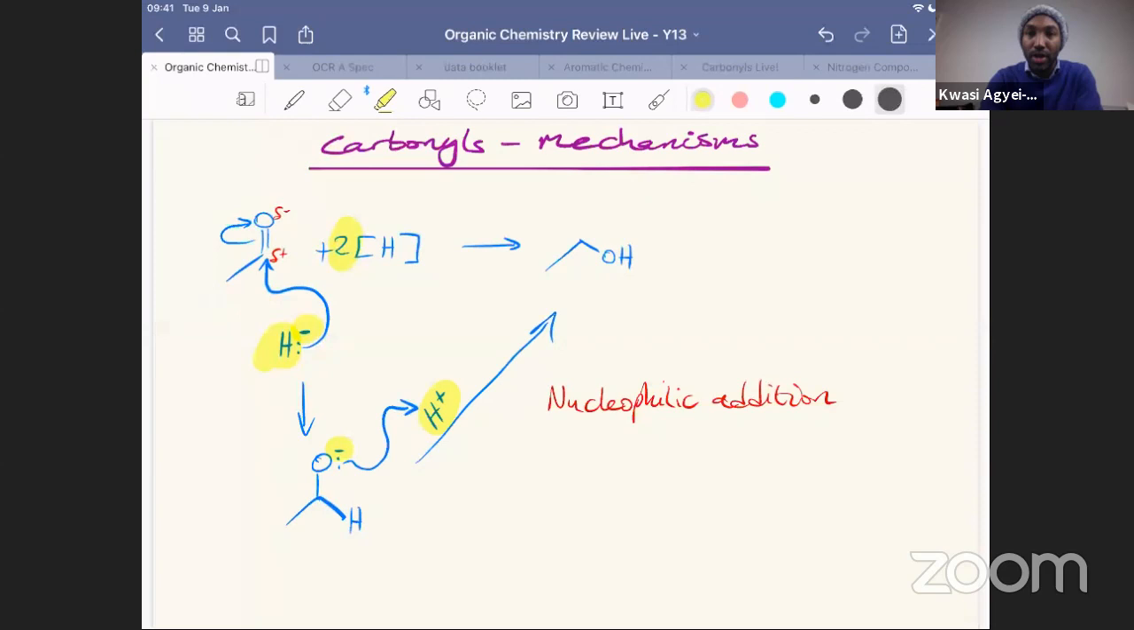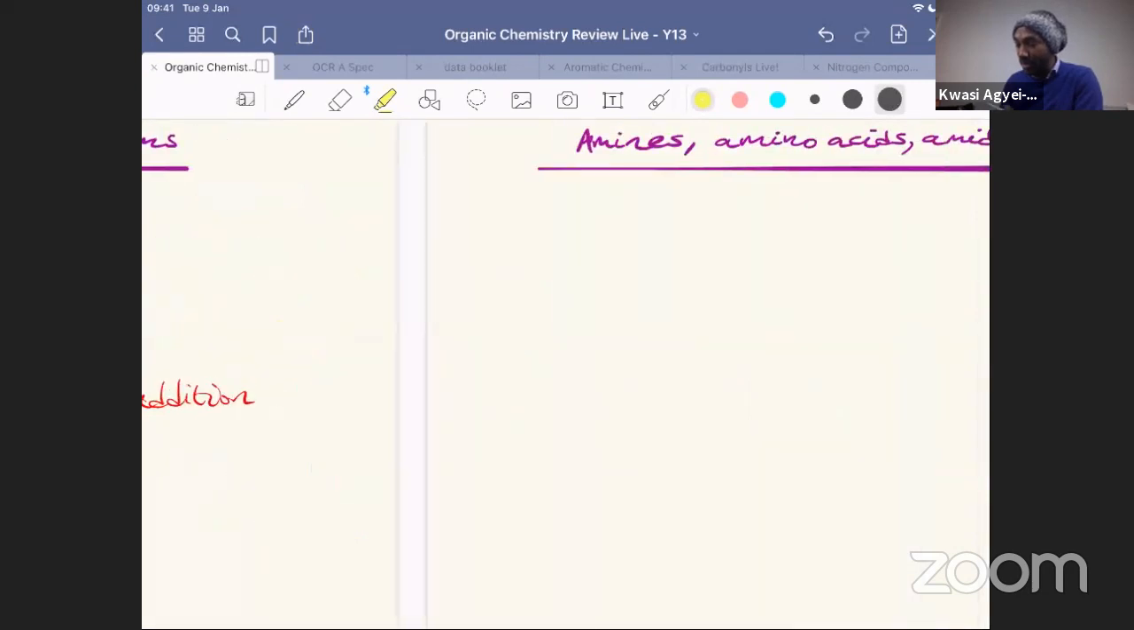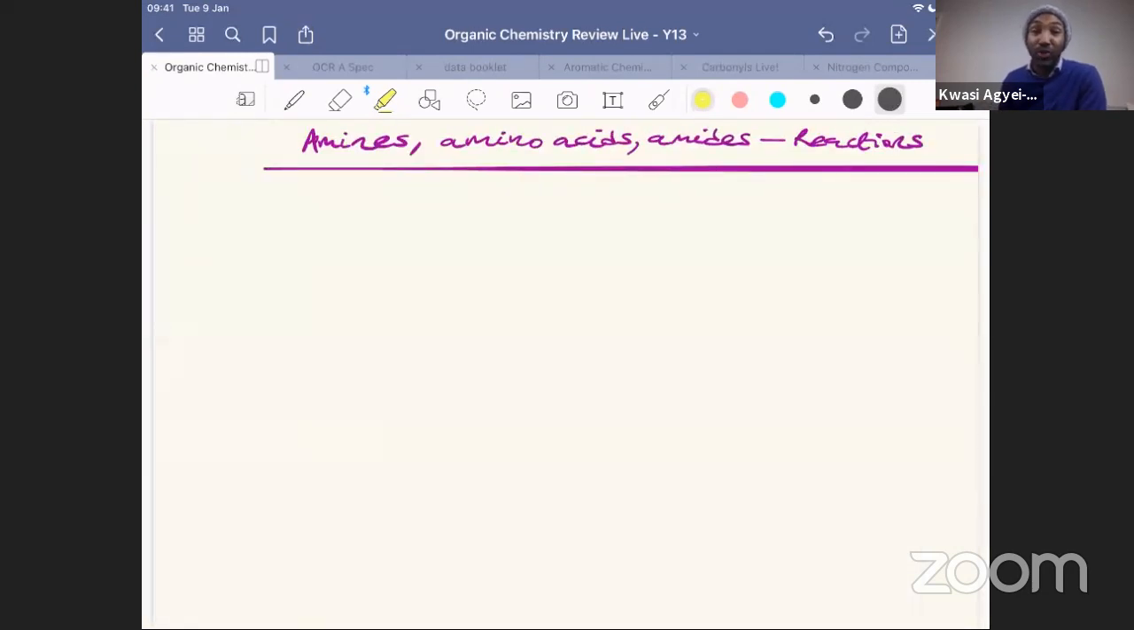So we've now looked at aromatic chemistry. We've also looked at carbonyls, and if we go back to our spec, the next thing that we might want to consider is amines and amino acids. So we can very quickly look at these organic nitrogen-containing compounds. So what does an amine look like? Amines are derivatives of ammonia.